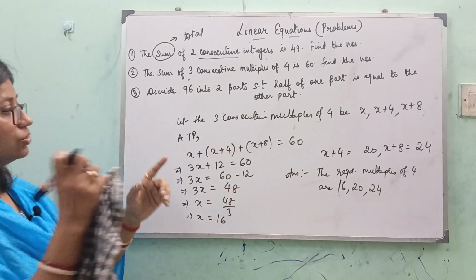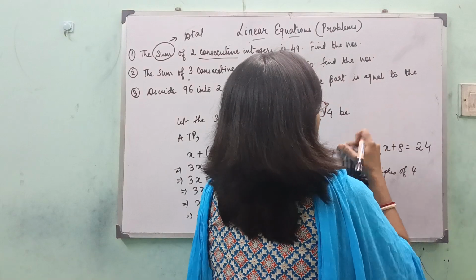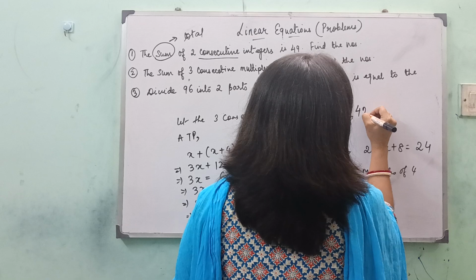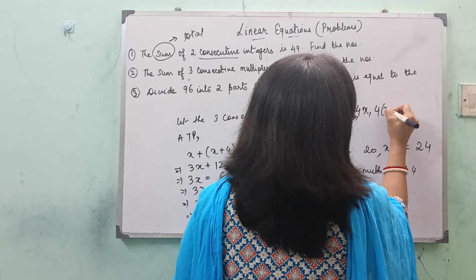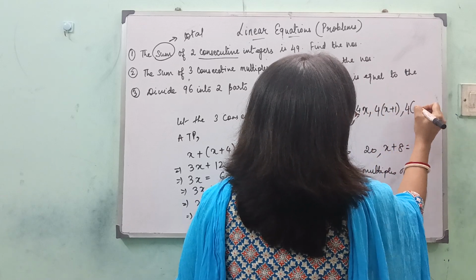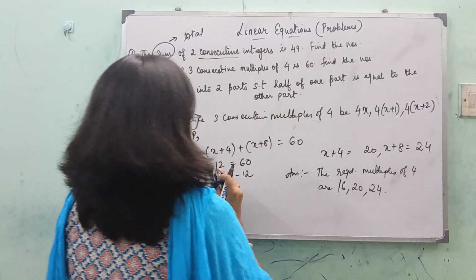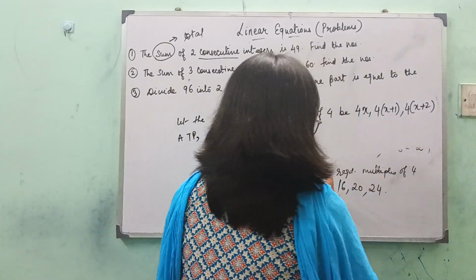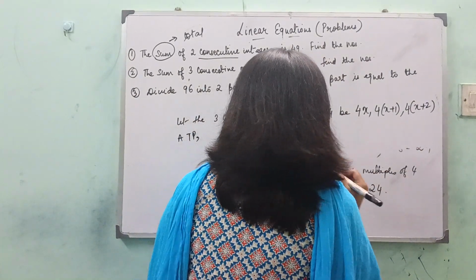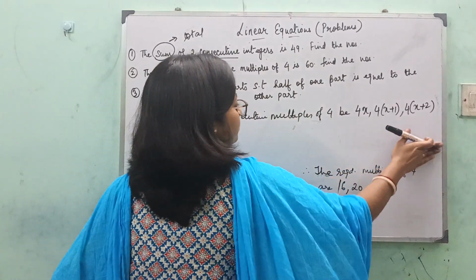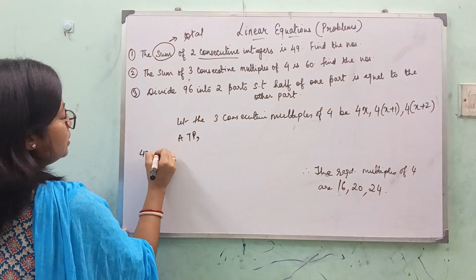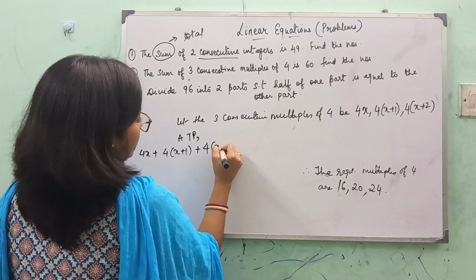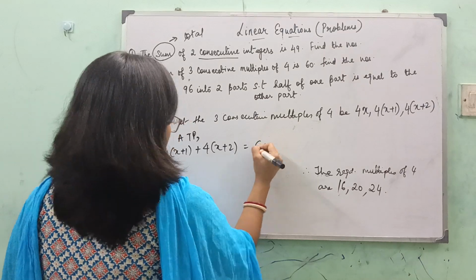This is clear. Now, I will just change the numbers here. So the first sum, I'll take 4x, 4 into x plus 1, 4 into x plus 2. Okay, so the sum changes here. I will not change my last statement, because I will show you how I'll get the last statement the same. So 4x plus 4 into x plus 1 plus 4 into x plus 2, this is equal to 60.